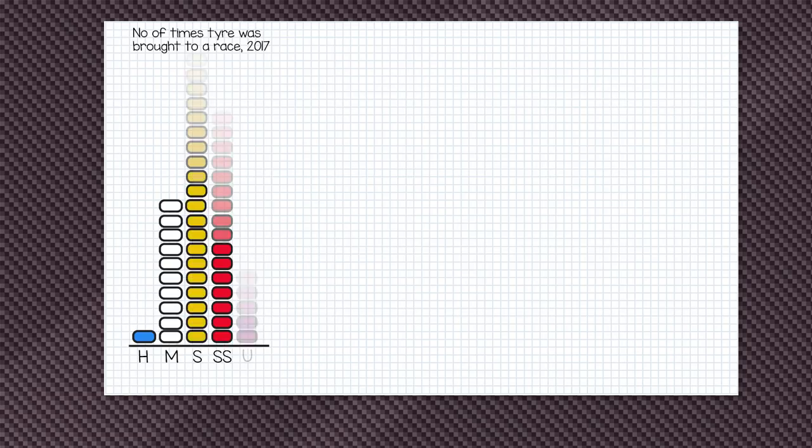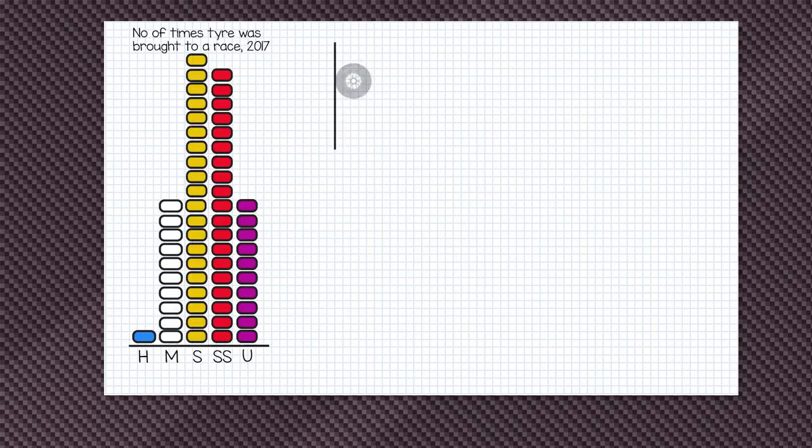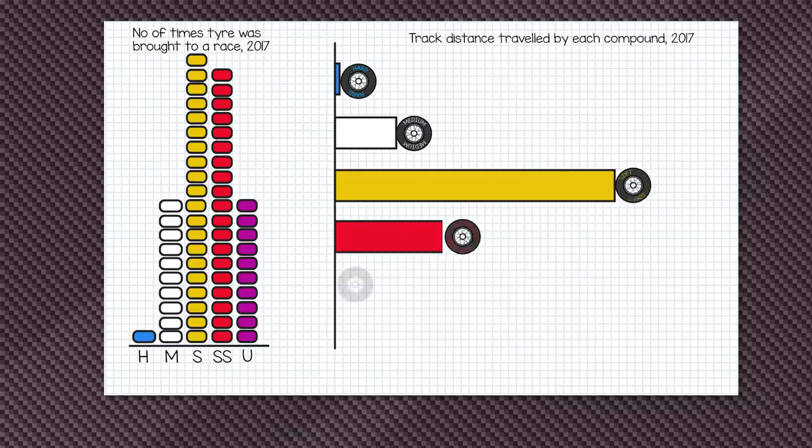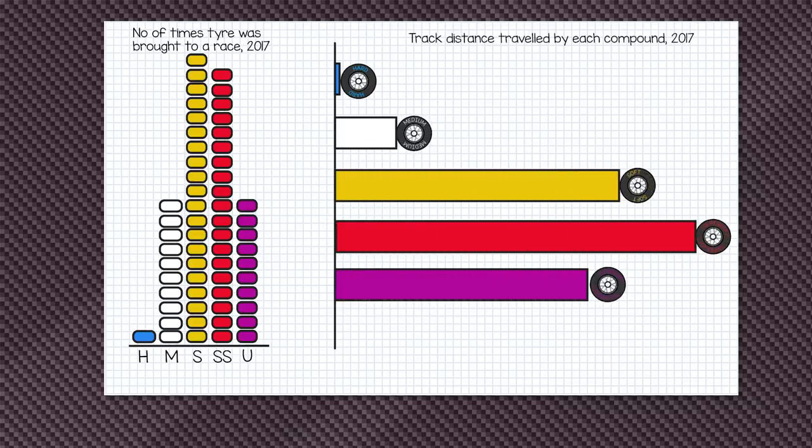What's going to be interesting is whether all seven of the dry compounds are really necessary. The hard compound was hardly used at all in 2017, being brought only to one race. And the softest compounds overwhelmingly played the most part. I'll be keeping an eye on which compounds get used in 2018.